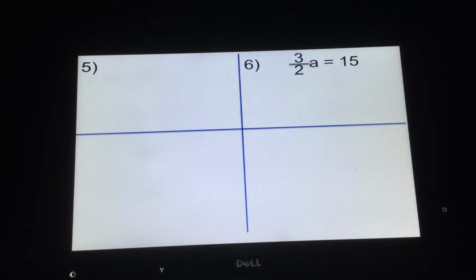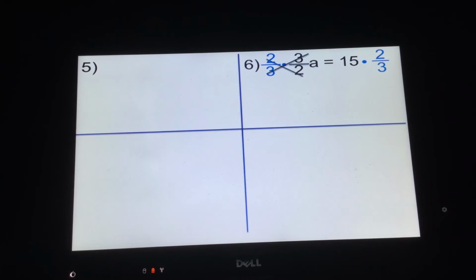So what you can do is multiply by the reciprocal of 3 over 2. The reciprocal is just a fancy word for flipped. So 3's on top, 2's on the bottom. If you flip it, it's going to be 2 on top, 3 on the bottom. So we're going to multiply both sides by 2 over 3. Now on the left side, the 2's will cancel and the 3's will cancel. That will leave you with a by itself.